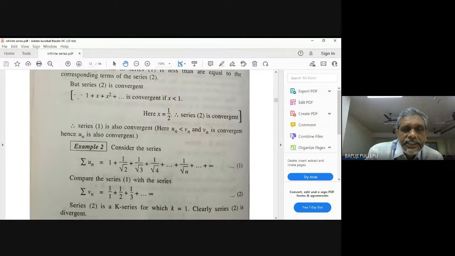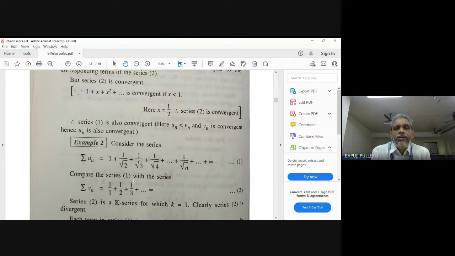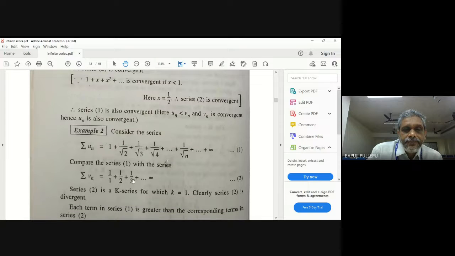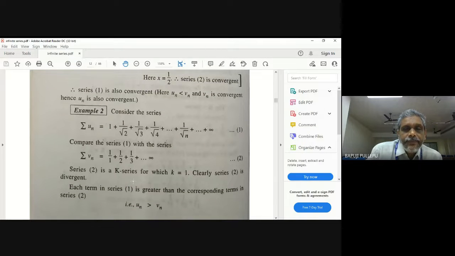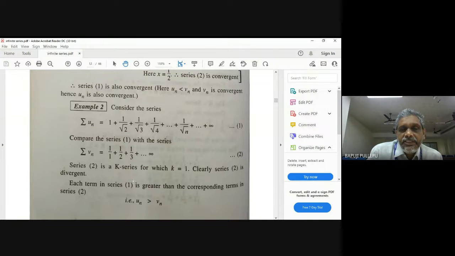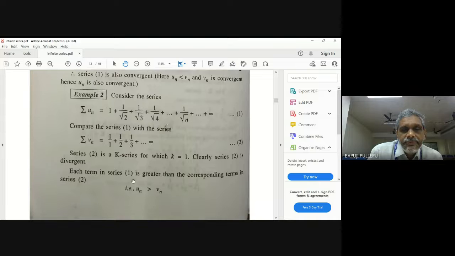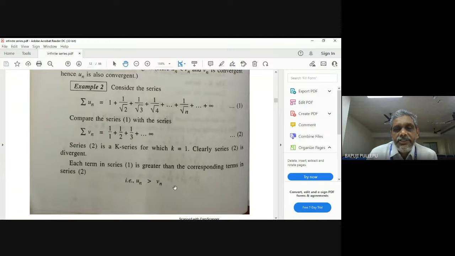Now, at least you can tell, compare Un is equal to 1 plus 1 by root 2, 1 by root 3, 1 by root 4, and so on to infinity. Vn is equal to what? 1 plus 1 by 2, 1 by 3, and so on up to infinity. Series 2 is a K series for K equal to 1. Clearly series 2 is divergent. So series 1 is also divergent. Each term of series 1 is greater than or equal to the corresponding term of series 2. But this condition means what? Obviously it's divergence. I told you.